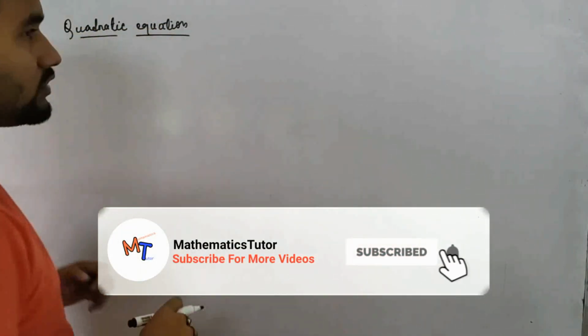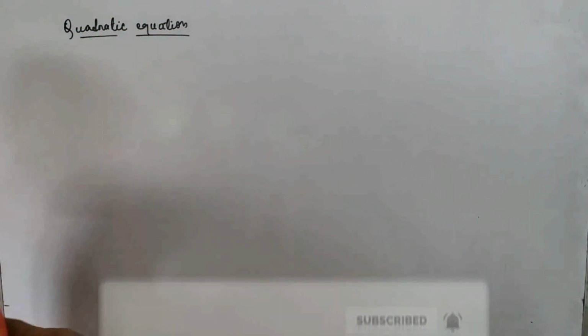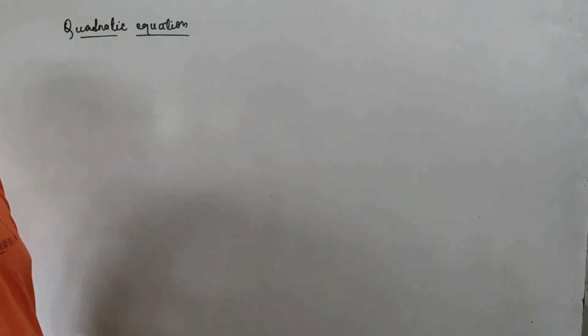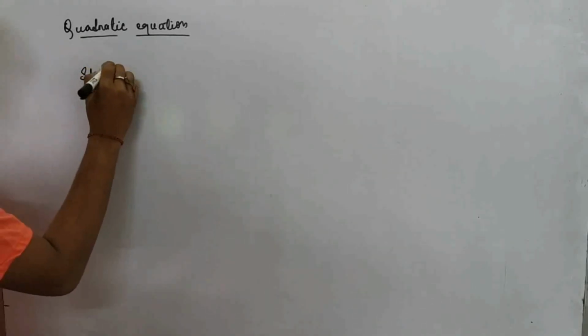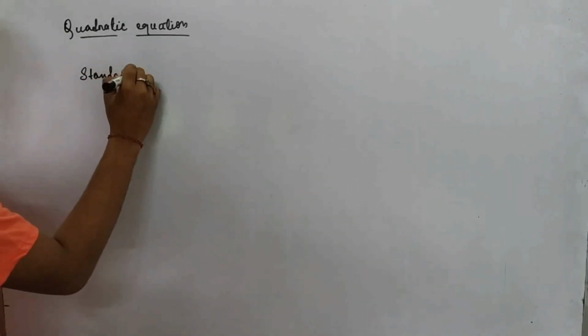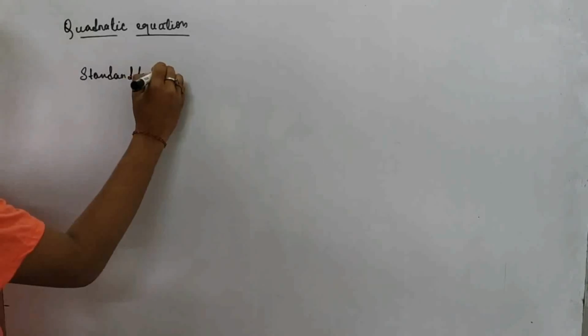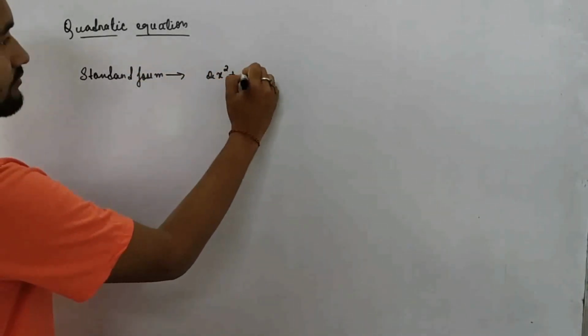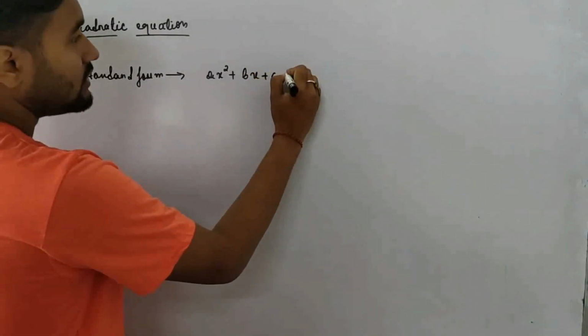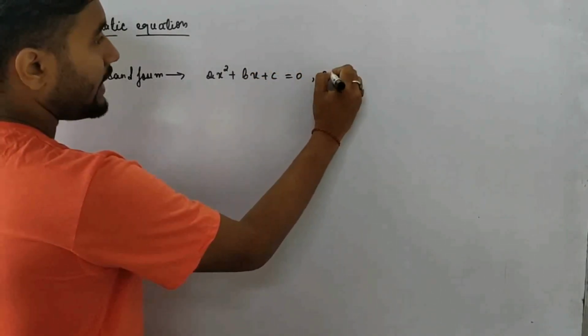So now you already know the standard form of a quadratic equation. Or in polynomials also you have got the standard form of a quadratic polynomial. So this is the standard form. What is the standard form? ax square plus bx plus c is equal to 0, where a cannot be 0.